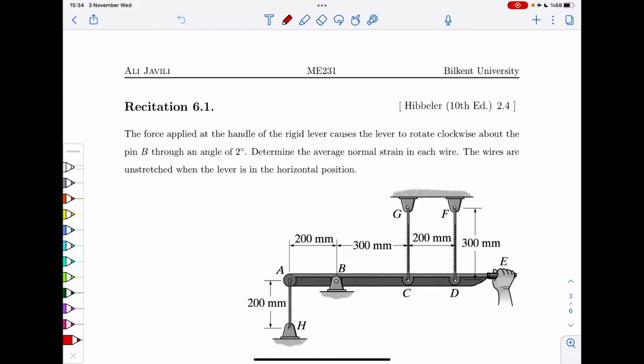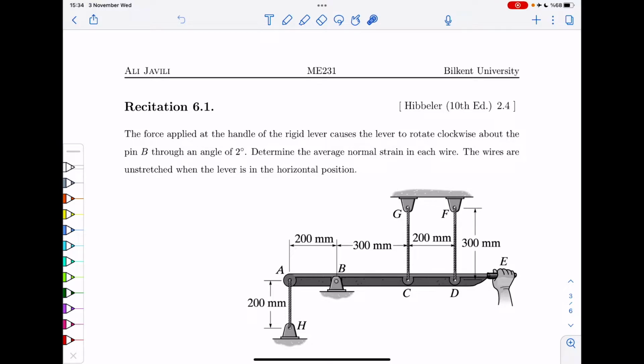You have a rigid lever shown in the picture here, and you apply a force at the end of it. The force is downwards and causes a clockwise rotation with respect to point B. So this lever becomes like this basically. And then it's rigid, right? So it remains straight. The angle that it makes is going to be 2 degrees.